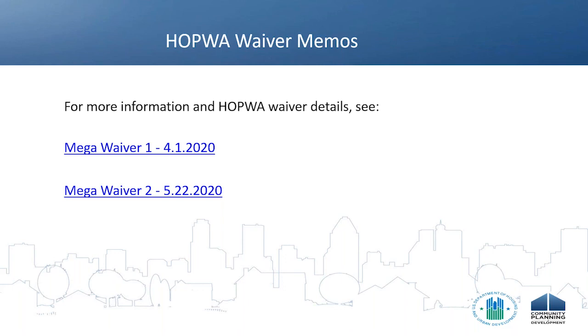Somebody asked where they could find the waivers. You can find those on the HUD Exchange, but also, in the webinar, in the little box where you're submitting questions or raising your hand, there's a box that says handouts. If you click on that, you can download a PDF of this webinar as well as the guide, and links to both of those memos are included in the presentation itself.